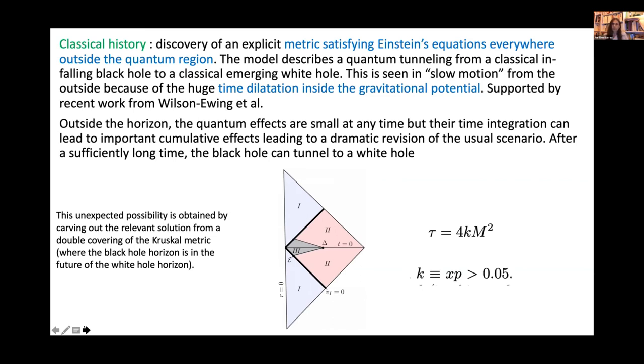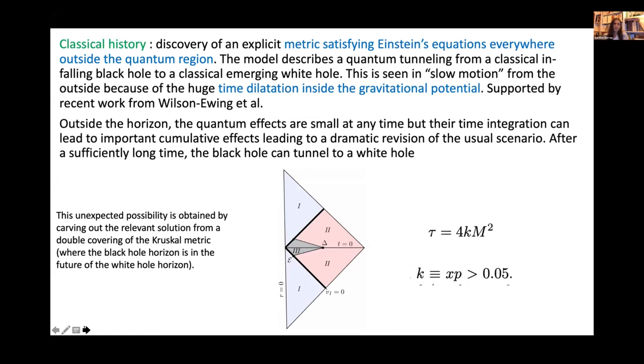just because of the huge time dilatation induced by the gravitational potential. I would like to mention that the model at the theoretical level has also been supported by quite recent works from Wilson Ewing and his colleagues. So I would not bet my life on it, clearly, but still it has received some support.